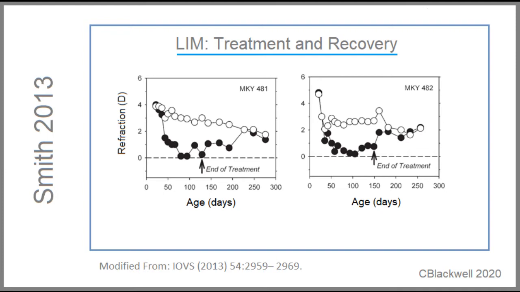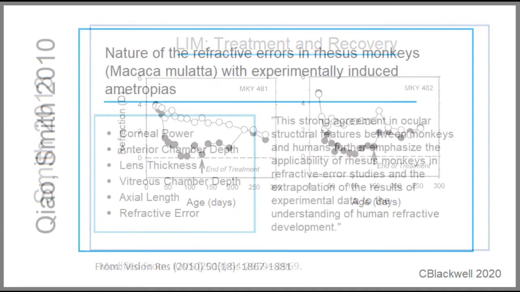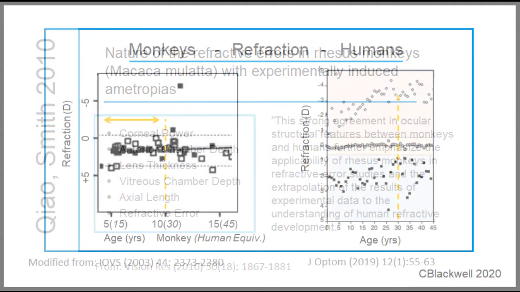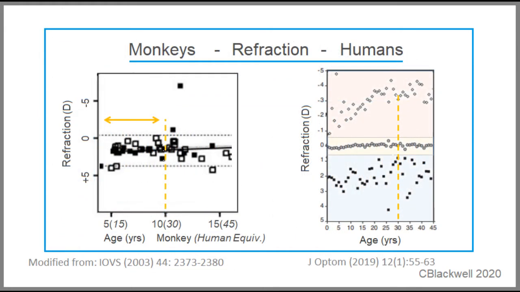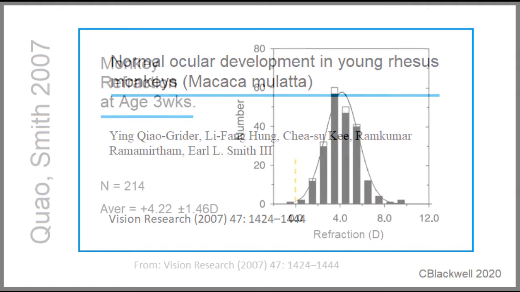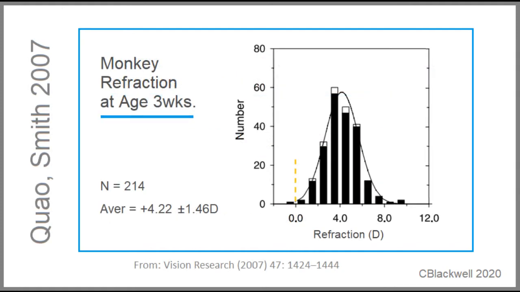Is this a useful direction? The answer is yes. Significant effort has gone into documenting that the components of monkey eye refractive development are very similar to those in humans. The high degree of similarity will lead us to an interesting comparison. This group studied normal refractive development in rhesus monkeys. Just as we saw in humans, newborn monkeys are hyperopic.